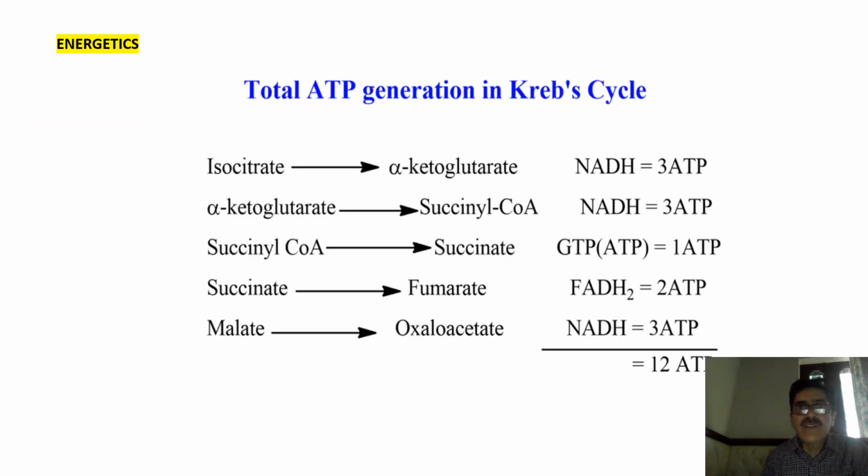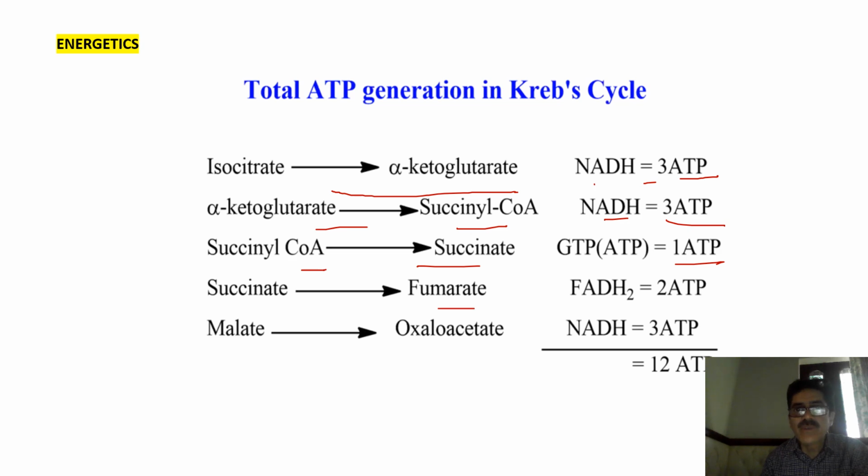So next we can talk about energetics. How many ATPs are generated? 12 ATPs are generated per molecule of glucose. So in this reaction, isocitrate is converted to alpha ketoglutarate. NADH generated, that generates 3 ATPs under oxidative electron transport chain. From alpha ketoglutarate to succinyl coenzyme A, one NADH molecule is generated, it gives 3 ATPs. Succinyl coenzyme A to succinate, you get GTP, means 1 ATP.